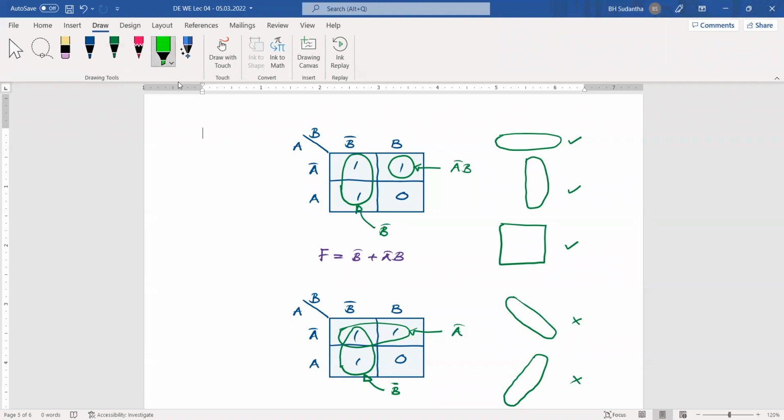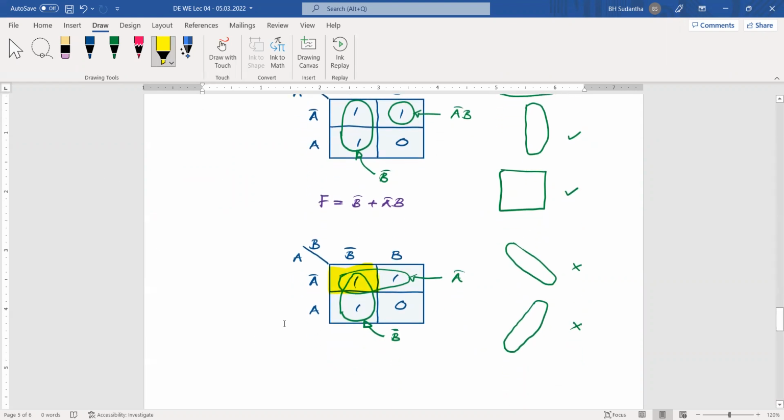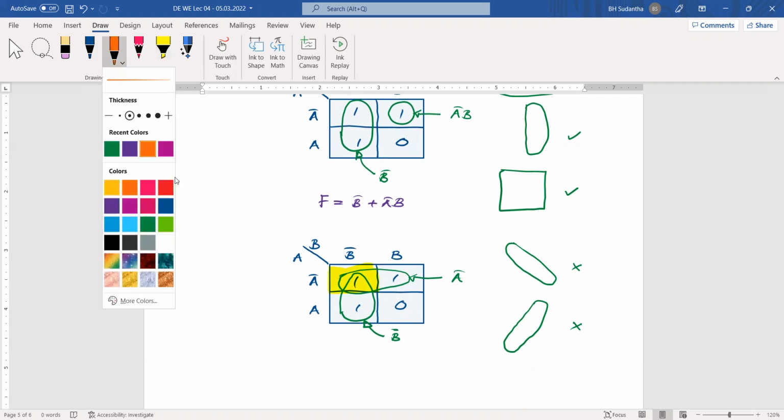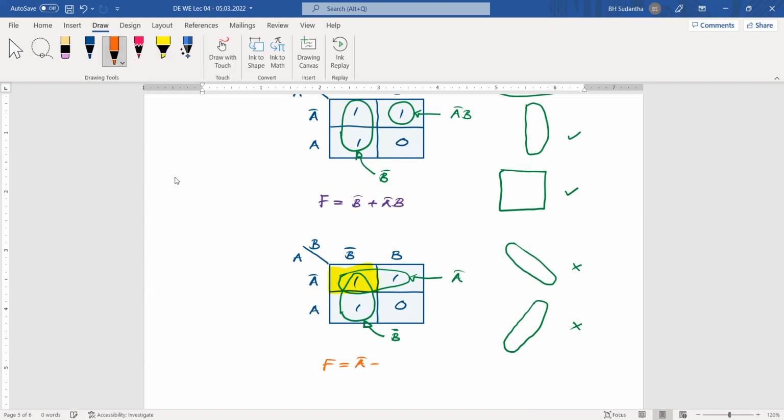Then what have we done here? We have taken this one twice. Okay. Is it possible to do that? For the moment, assume that we have done the correct thing. Then what is the resultant equation? Now our new equation says F equals A bar plus B bar.